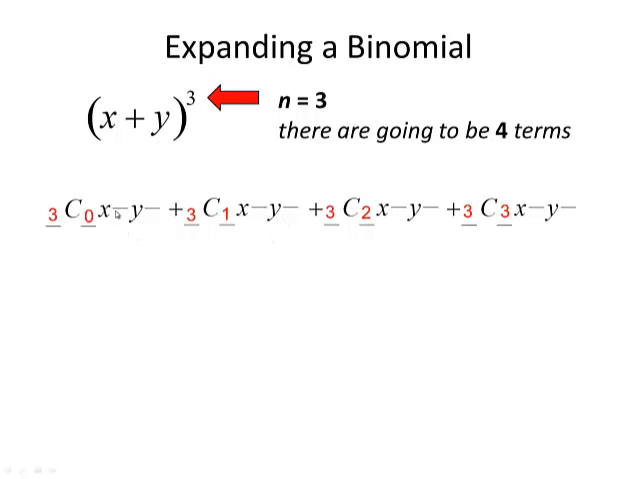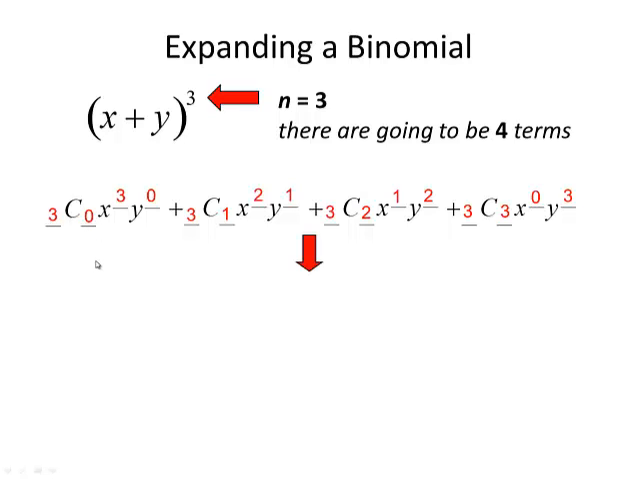Then you're going to do the same thing with the x's. You can go 3, 2, 1, 0. Then go backwards, 3, 2, 1, 0. And that's how you can end up with all your terms and all the numbers in the right place. Now, we're going to have to convert these all to the binomial coefficients.